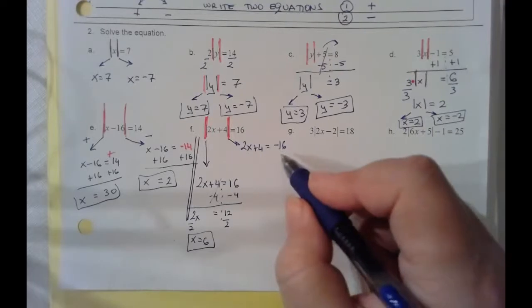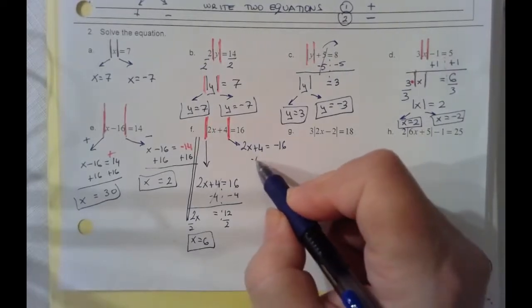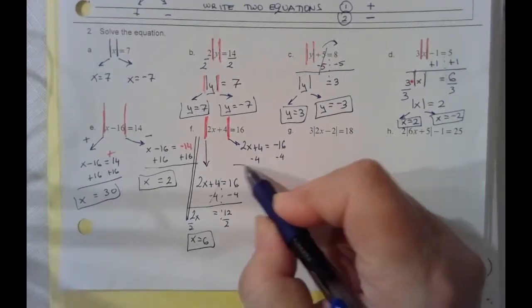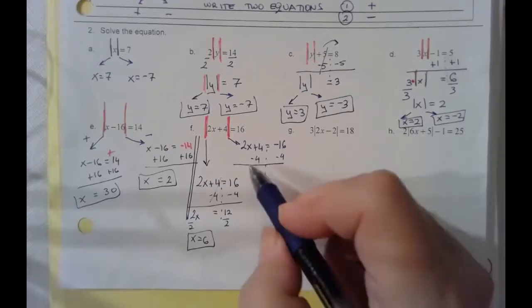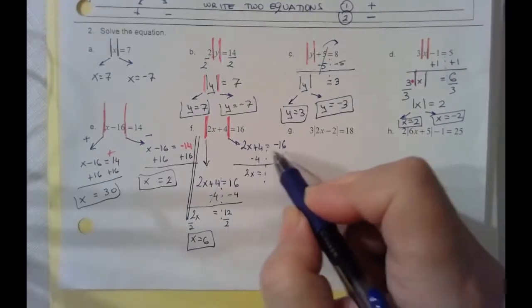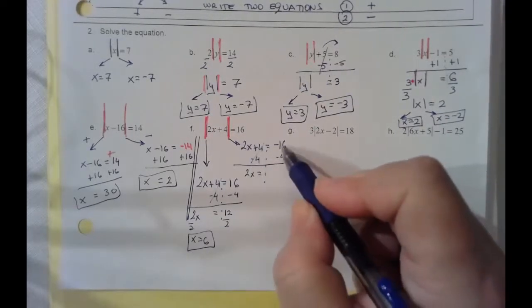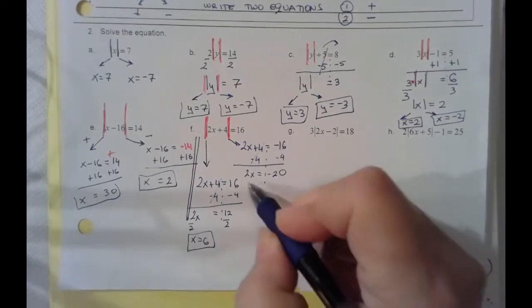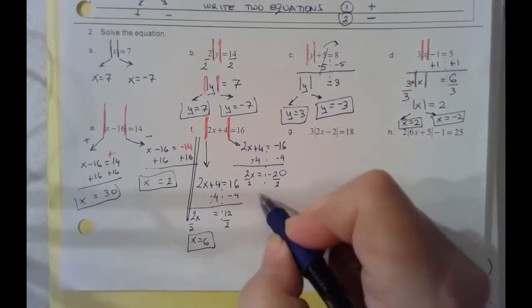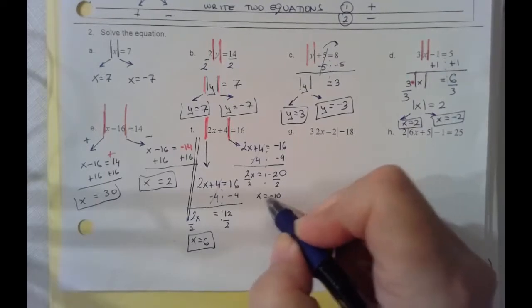And now I need to solve the second equation. So I do the same thing, subtract 4 from both sides. So 2x is equal to negative 16, the positive 4 cancels. This is negative 20. And now I divide by 2. So x is equal to negative 10.